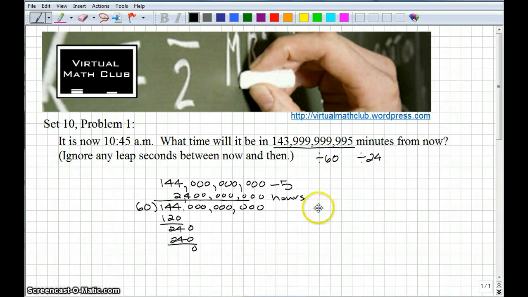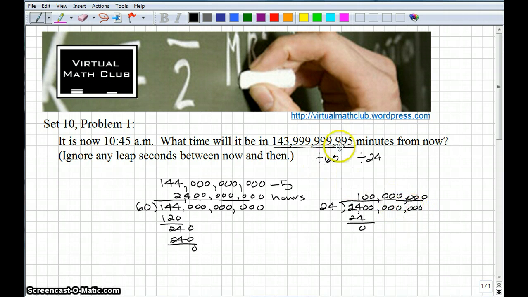That's pretty easy. So let's take 24 into 2,400,000,000. Okay, so 2,400,000,000 hours divided by 24 hours in a day. So what are we going to get? We're going to get 100 million days. Exactly.